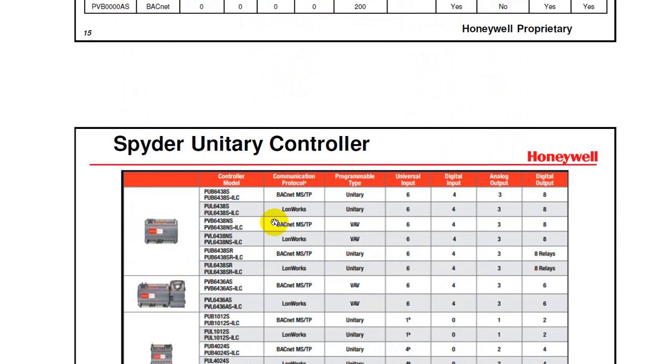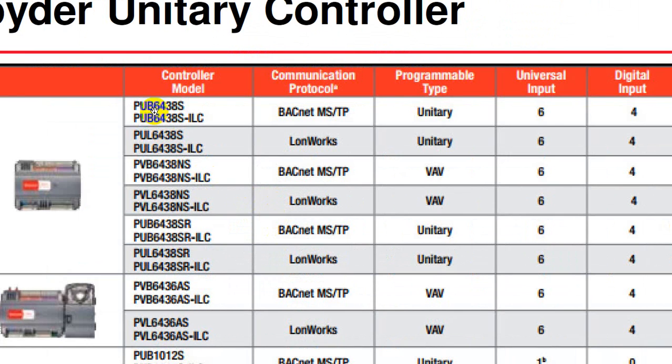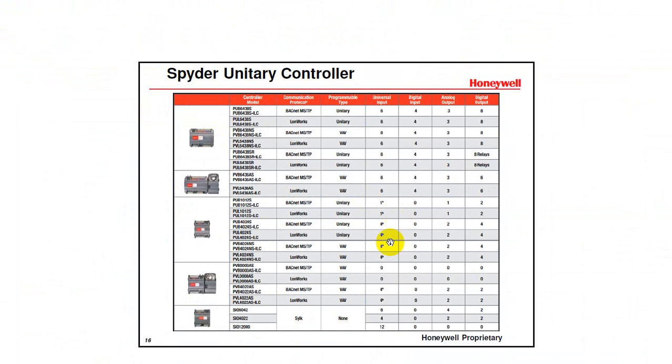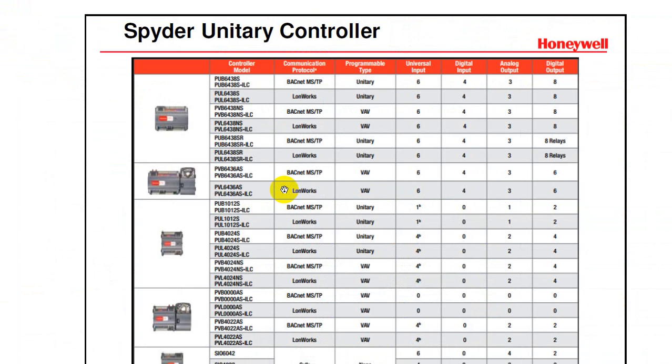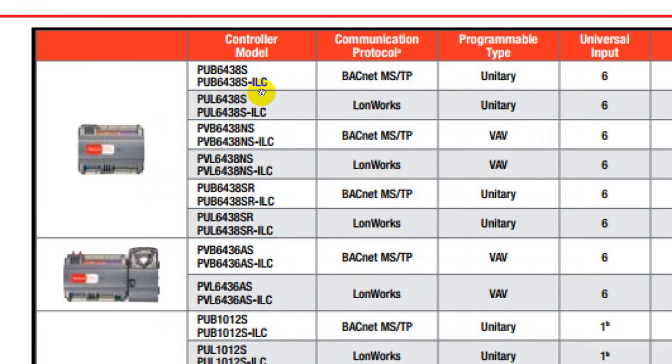Then there is another type of controller present, whose part number is with ILC. If you have installable WebAX, then you need to select PUB6438S directly. But if you are using any other version of Niagara, like Workbench, then they don't support the normal Spyders. For that they have released a special version, PUB6438S ILC. This is like $10-15 costlier than the normal Spyder. So if in some job your customer doesn't have WebAX, at that time they can go with this option.